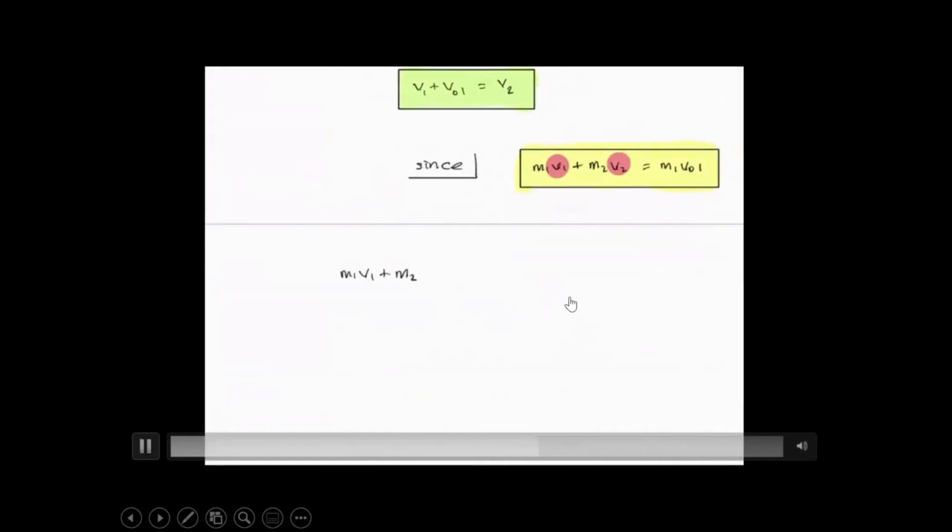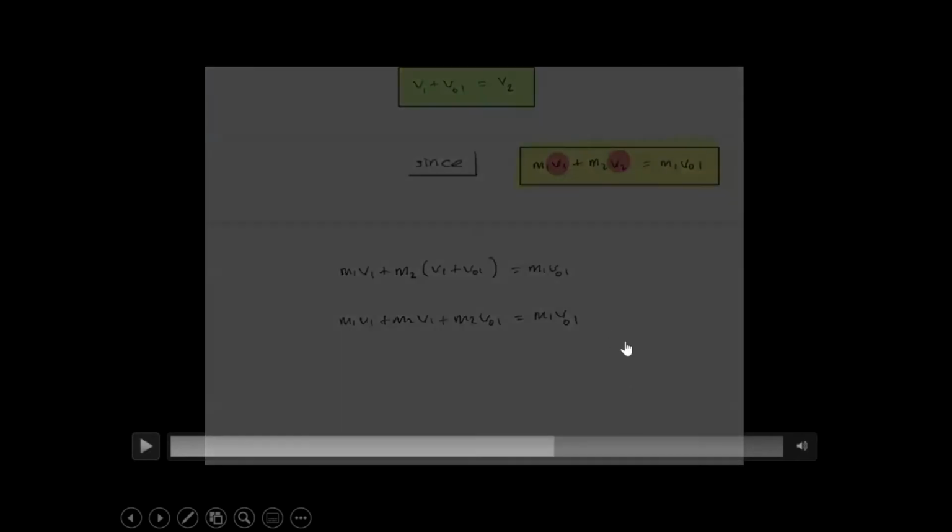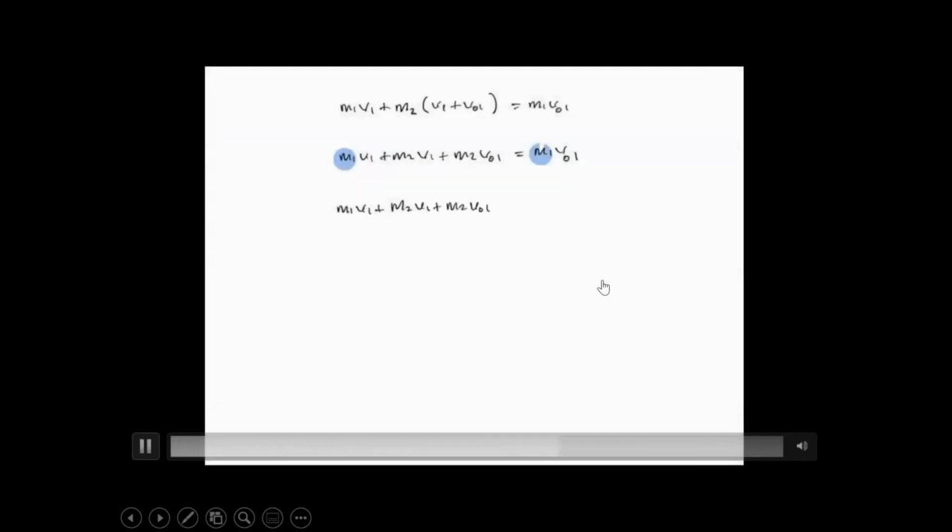When you substitute V2 in there, this V2 here is going to look like V1 plus V01. And then obviously get rid of the parentheses. And then everything is going to go dark. That's a near-death experience that you guys are having. Hold all the terms to the left.